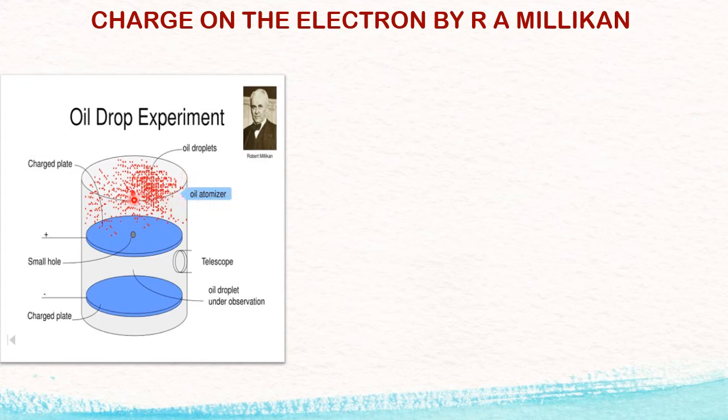So they start moving here due to gravity, so they will come here. Now he has made a small hole. What is the purpose of making a small hole? The purpose is that here the oil droplets are moving randomly in a zigzag pattern, but his aim was to make the oil droplets move in one particular direction, in one particular movement.